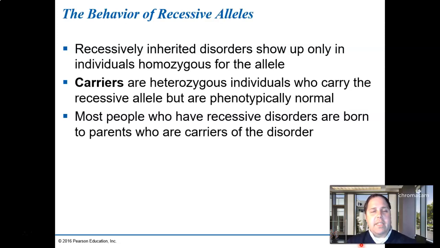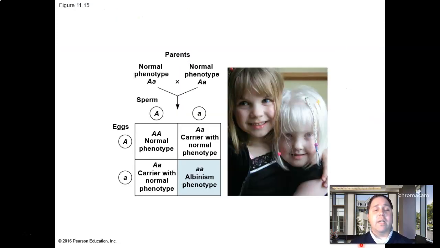The thing with recessive alleles, and you've probably heard this language before, is that recessive traits only show up if someone is homozygous for the recessive trait. So there are heterozygous individuals who carry the recessive allele, and we'll call those carriers. There are some disorders where both parents can be carriers and not know it. They're both heterozygous. That means 1/4 of their children have a chance of having the trait. Most people who have recessive disorders are born to parents who are carriers of that disorder.